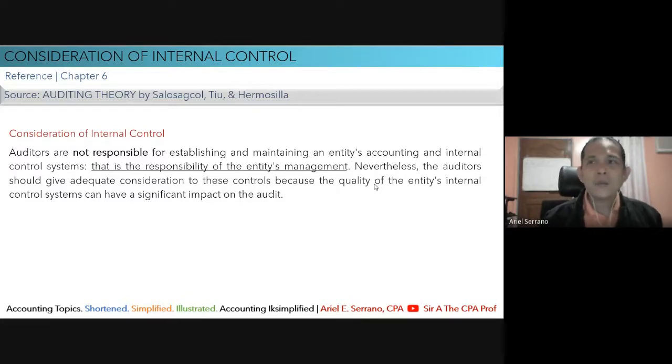Especially na when we are determining the audit risk, isa yung control risk sa factor doon sa ating audit risk model. So, assessing the control at high or at less than high will impact our substantive testing.